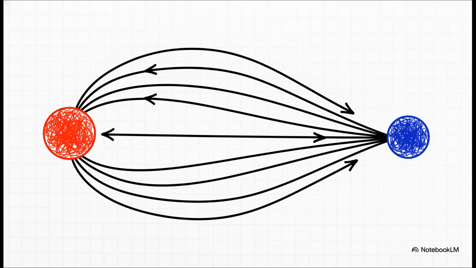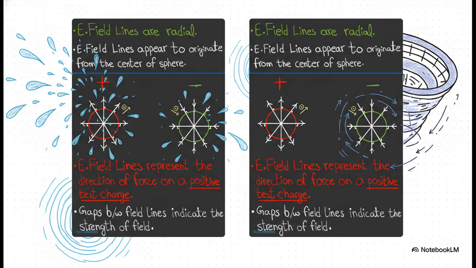And here's the real kicker. Where the lines are all bunched up close together, the field is super strong, and where they're spread way out, it's pretty weak. And here's exactly what that looks like in the simplest cases.